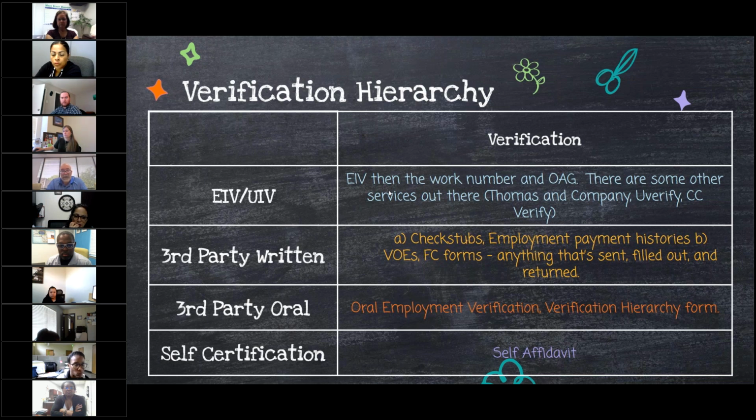Things like OAG and The Work Number are UIV, where we are tapping into a database and pulling out the data that we need. There are also some other third-party services that I know we've used before: Thomas and Company, UVerify, and CC Verify are the three that I know of. If a company tells you they use CC Verify, you can sign up for an account, it's free. You tell them you work with the housing authority, they validate your login, and then you can get that info, that's great.